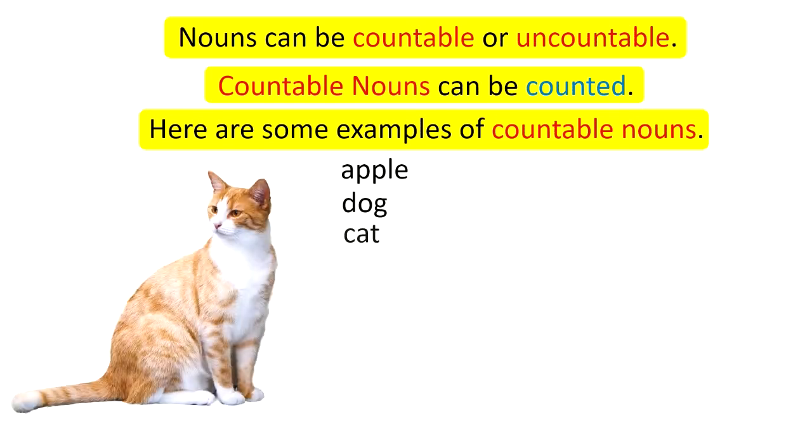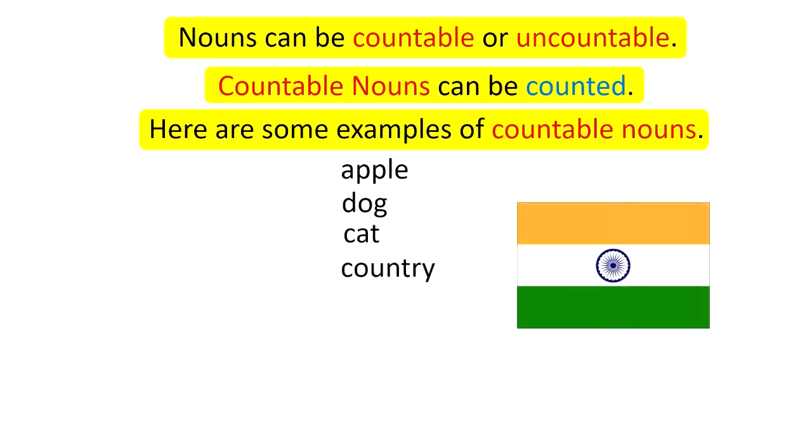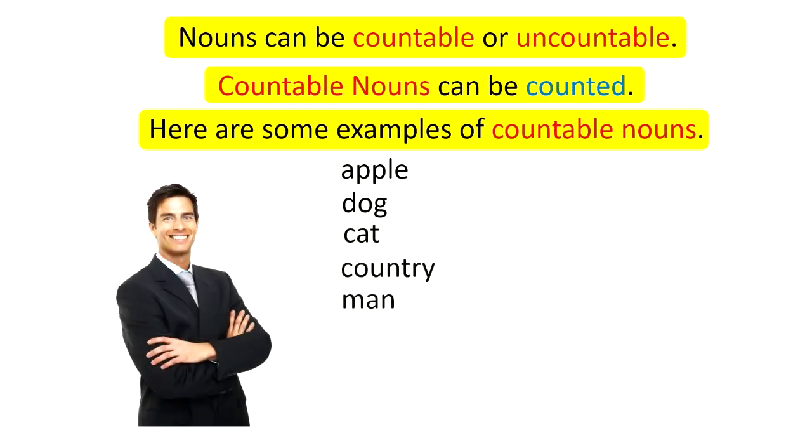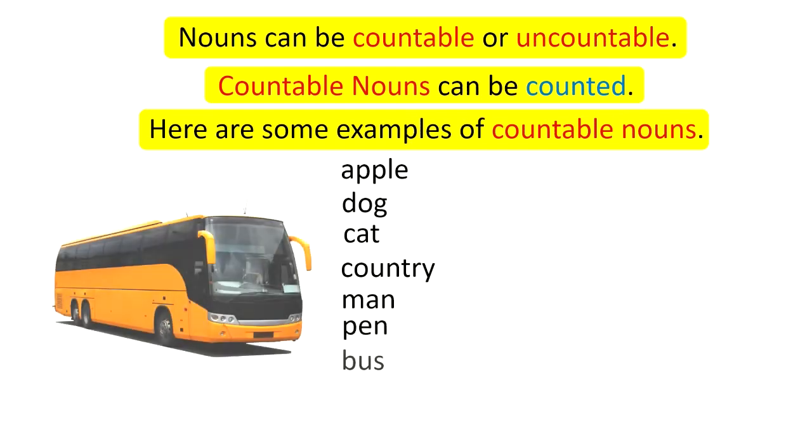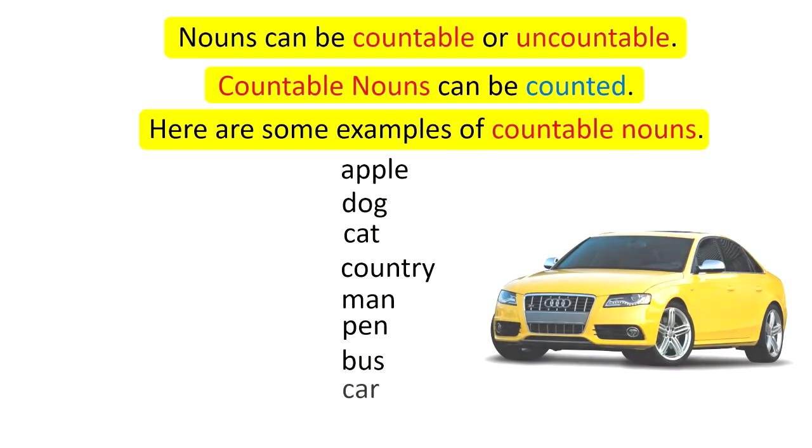Dog, cat, country, man, pen, bus, and car. You can see that all these given nouns can be counted. So, these nouns are called countable nouns.